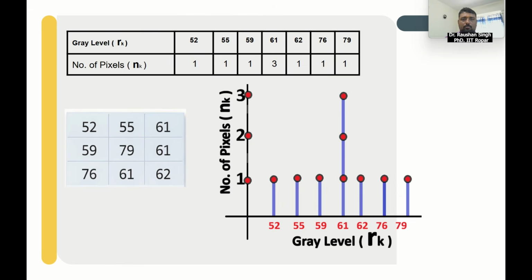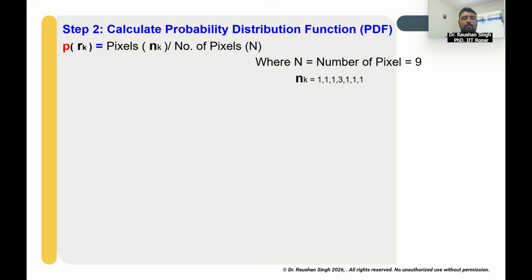You have to create the table first from this matrix, or if the table is already given, no problem, you can directly use it. But this histogram is a must. You have to create this histogram using paper and pen or whatever technique you use. The first step was to create the histogram and the table.